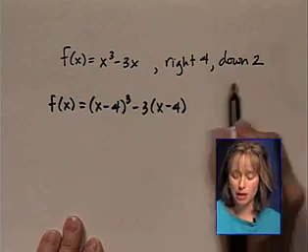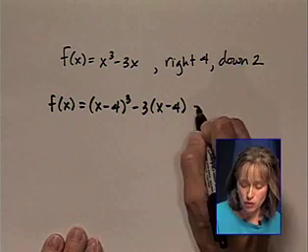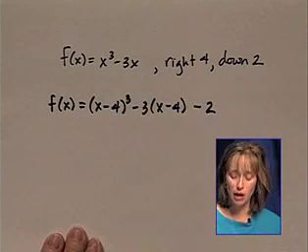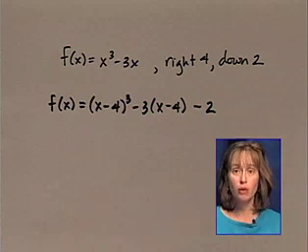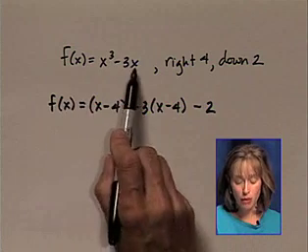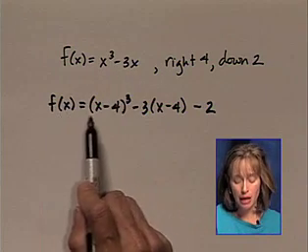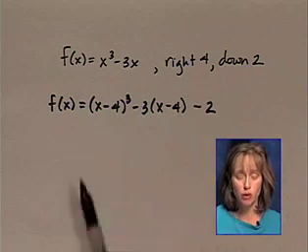Now, in addition to that, I want to shift this whole function down 2. So outside the function, I'll subtract the constant 2. Well, this is the equation we were looking for. Let's support this result graphically, which means we're going to graph f of x, the original function, and this new function, and see that the new one is right 4 and down 2 from the original.